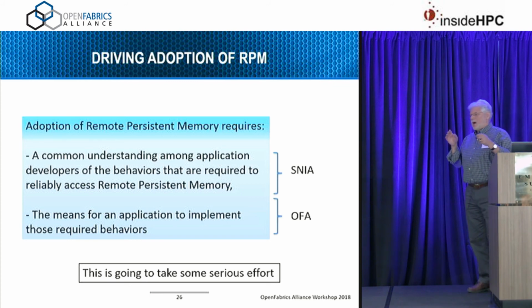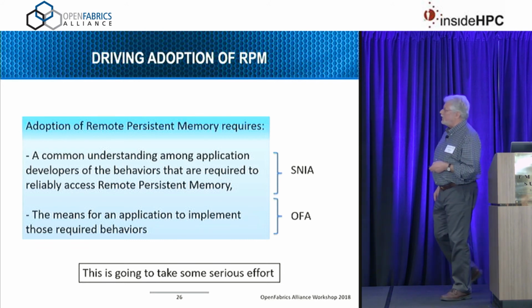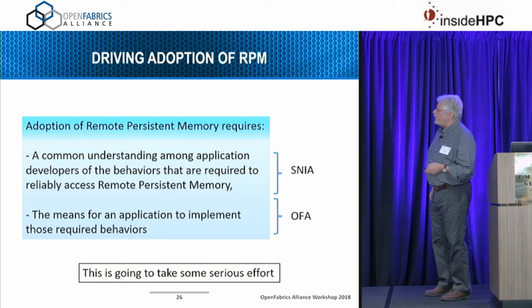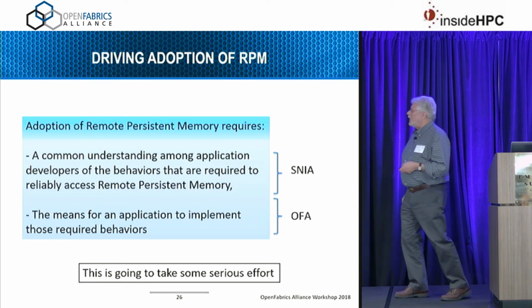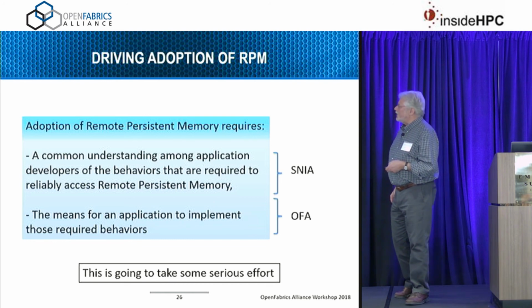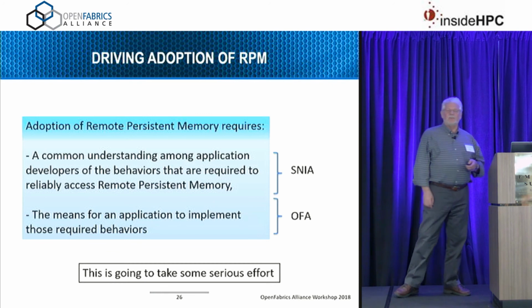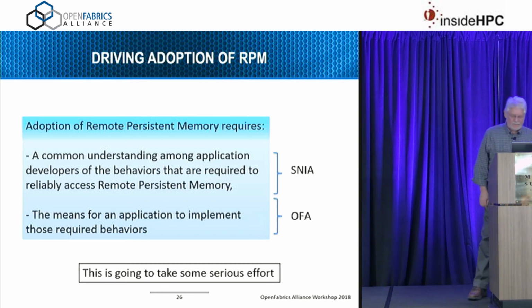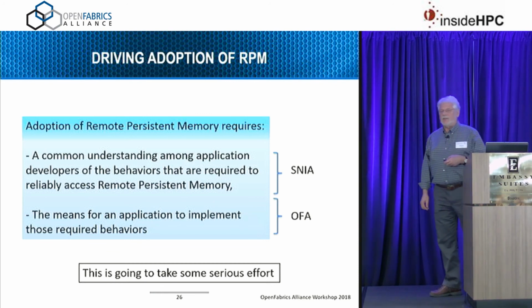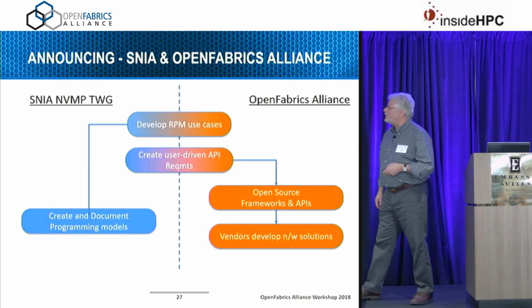Beyond the model, you need a reliable way to do that, and that would be the APIs that underlie that programming model. SNIA is really good at doing things like programming models, and the OFA is really good at doing things like defining APIs. This is a case where the sum is much greater than the parts. So this is going to take some serious effort on the part of both organizations.